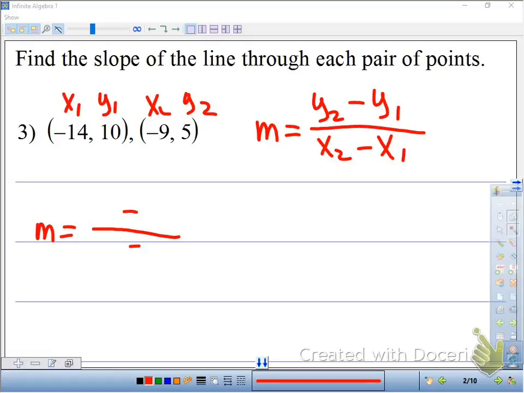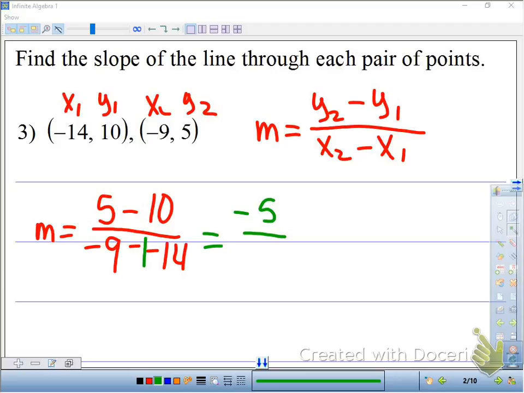y2, which is 5, minus y1, which is 10. On the bottom, x2, which is negative 9, minus x1, which is negative 14. And then we're going to compute. 5 minus 10 is negative 5. Minus a negative here, that turns that into a plus. So negative 9 plus 14 is positive 5. And this particular fraction can be simplified, and we're going to get a slope of negative 1. Okay?